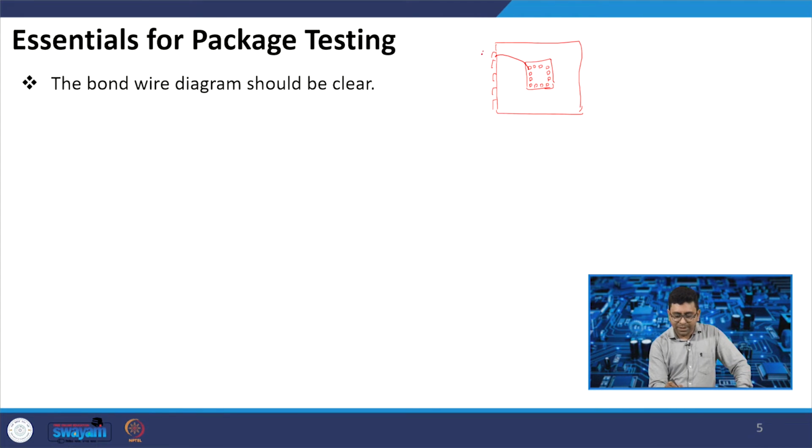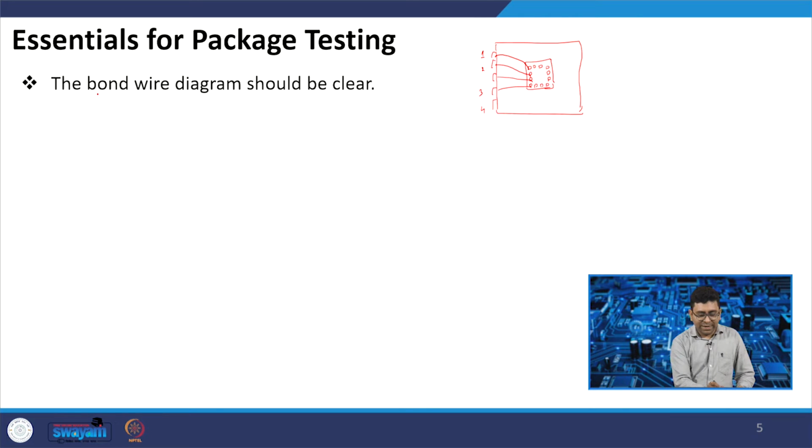So, if this is pin number 1, this is pin number 2. This detailed bond wire diagram you should provide to the packaging company, and they will ask you for this, to know how your connection will be made prior to getting the package.